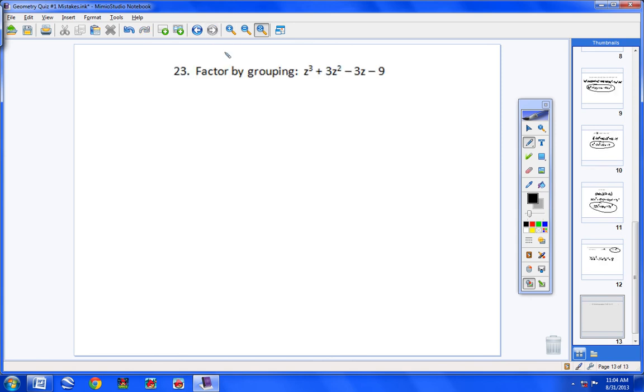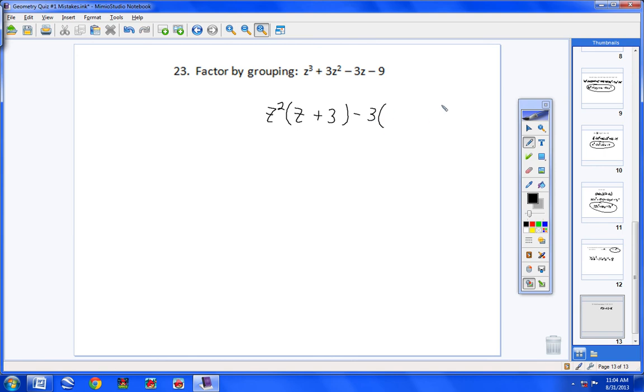All right, moving on to 23, factor by grouping. So I'm going to pull out what's common in the first two terms. There's no numbers that are common, but I can pull out a z squared. So if I do that correctly, I'm left with z plus 3. Now look at these last two terms. I'm going to pull out what's common. There's a 3 I can factor out, but don't forget, whenever this sign is negative, then you must pull out a negative sign right there. So I'm really pulling out a negative 3.